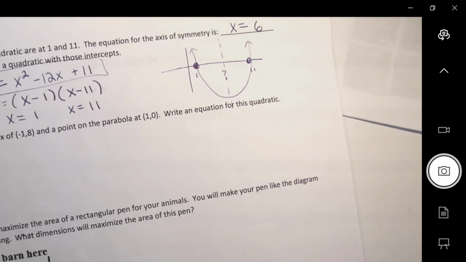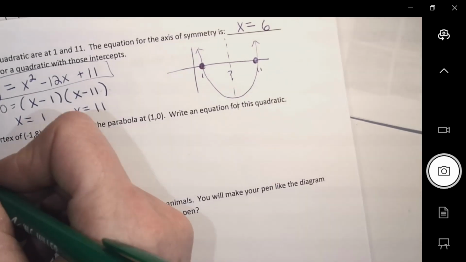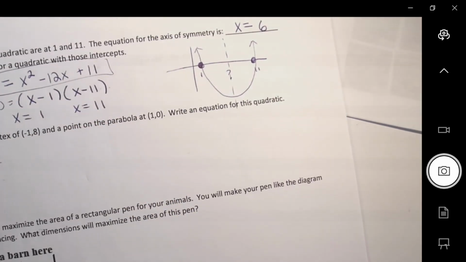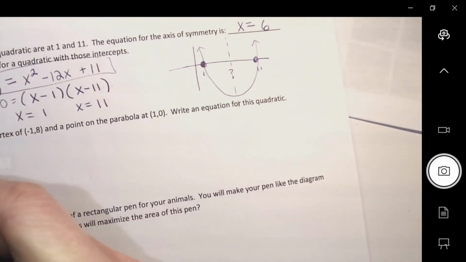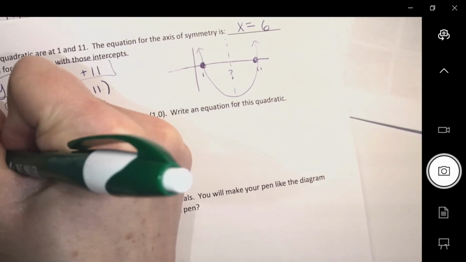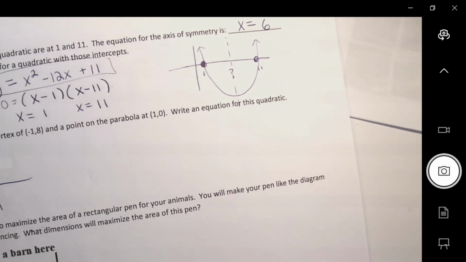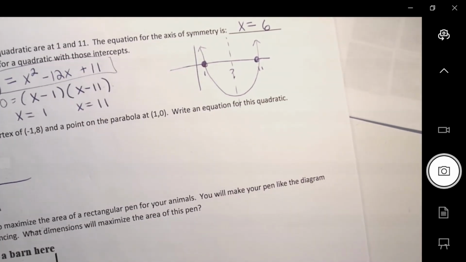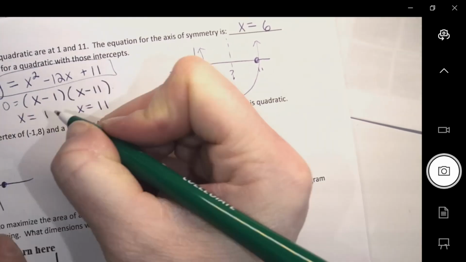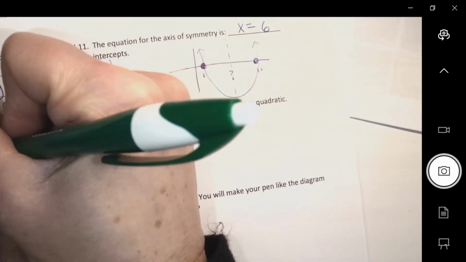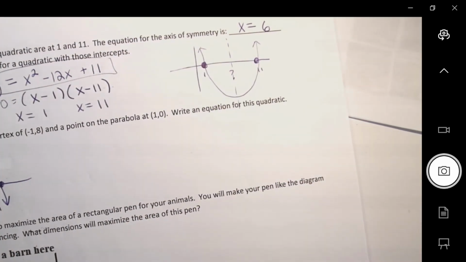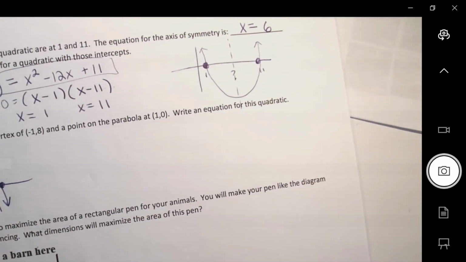A quadratic has a vertex of negative 1 comma 8. I'm kind of a visual person, so I'm drawing it. Negative 1, 8, and then there's another point at 1 comma 0. So my parabola obviously opens down, right? What do you already know about the slope? Negative slope.